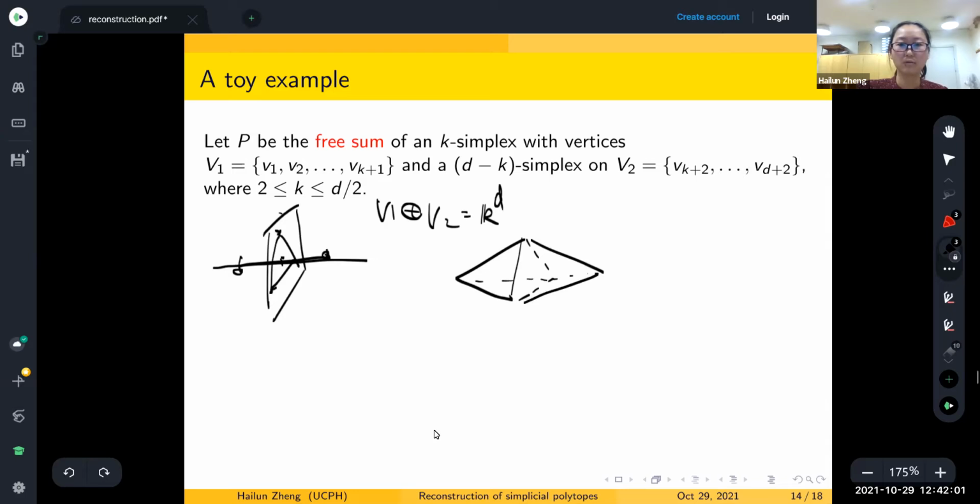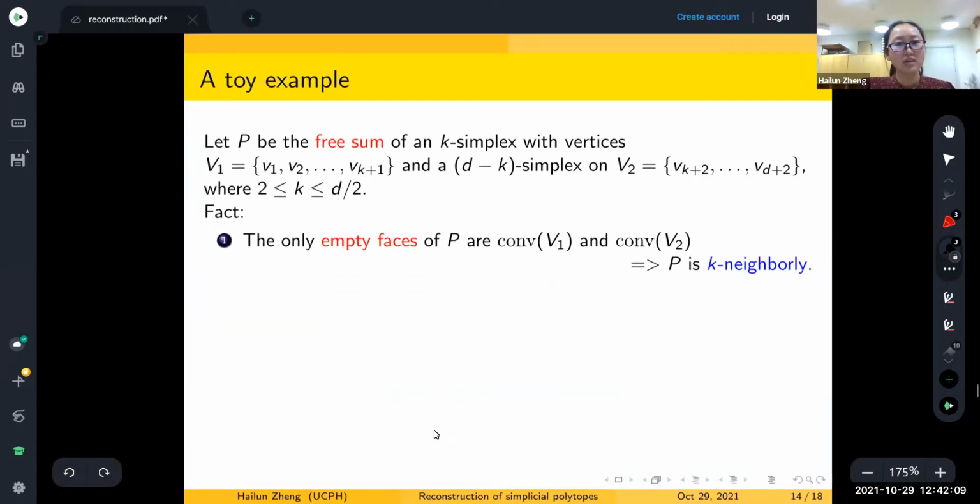A polytope with exactly 5 vertices. So this is the free sum of a triangle and a line segment, okay? This is actually a nice example in the sense that I'm not able to draw the picture in dimension 4, but let's just assume that k is greater than 2, just to make sure that this property is good.